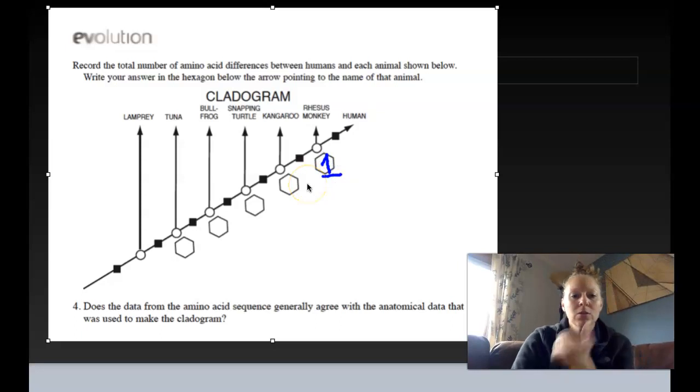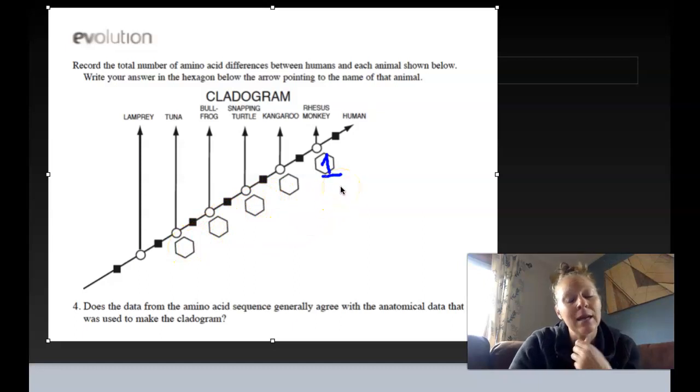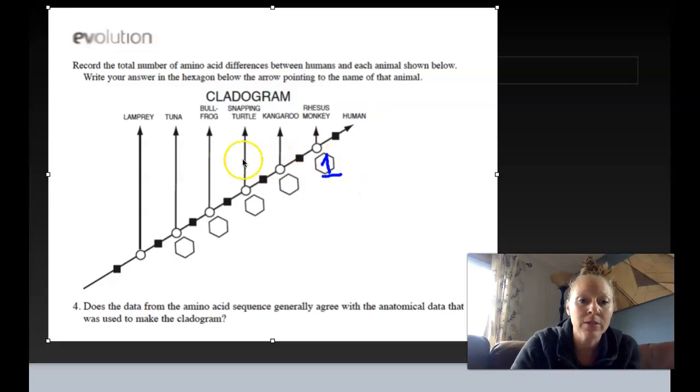And so what I want you to do is to find the number of differences between humans and kangaroos, humans and snapping turtles, humans and bullfrogs, humans and tunas. And you're going to put those numbers here on the cladogram. And we're going to use this as a tool to determine how closely related we are to all of these different organisms. And so, does the data from the amino acid sequence generally agree with the anatomical data that was used to make the cladogram?